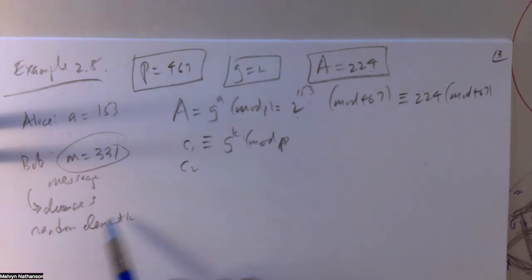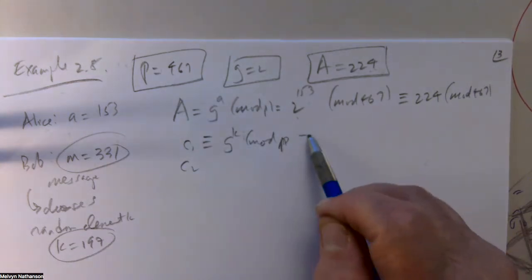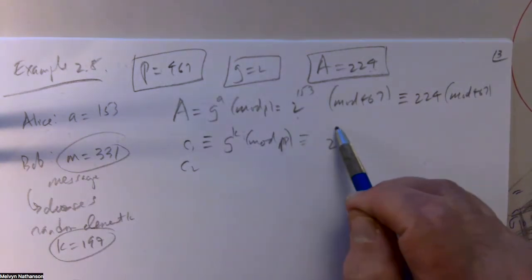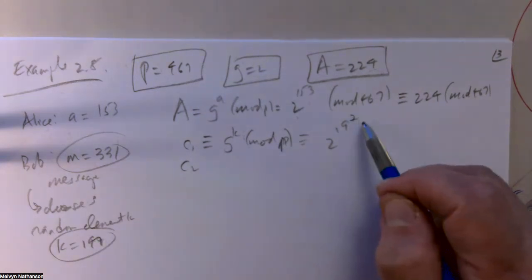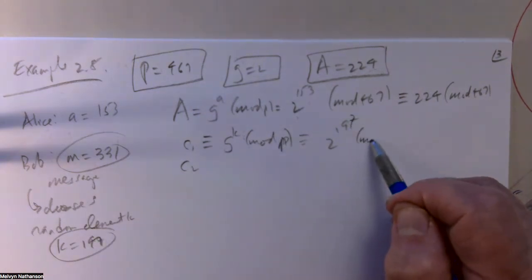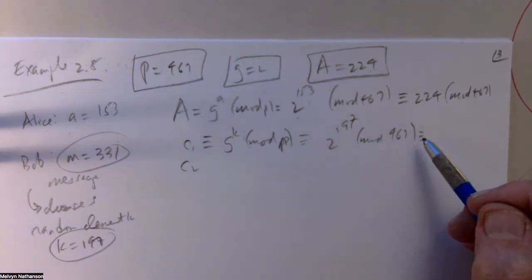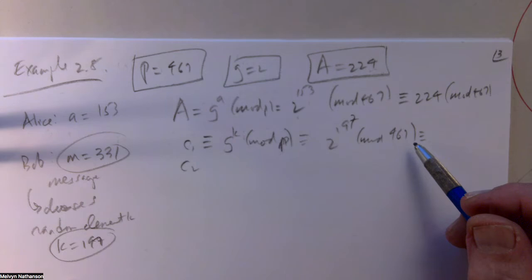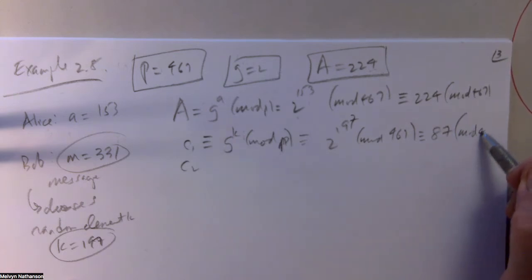Let's suppose that he chooses K equal to 197. So that's the randomly chosen number that Bob has picked for this. So what he's sending is 2 to the 197 mod 467. And if you can calculate this, it turns out that this is in fact 87 mod 467.